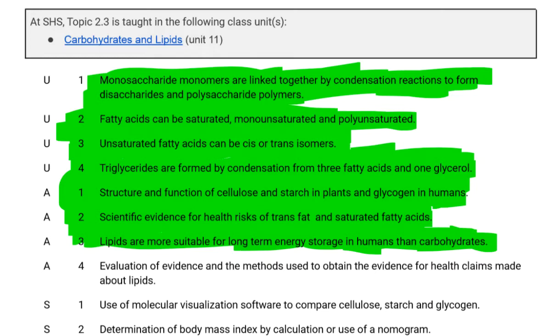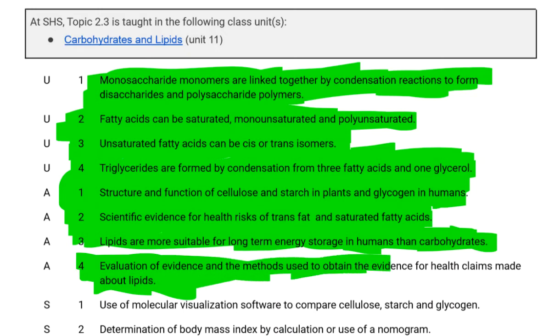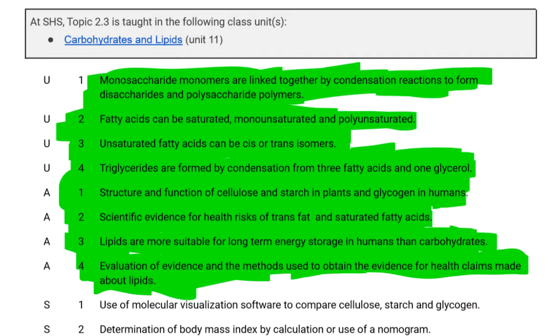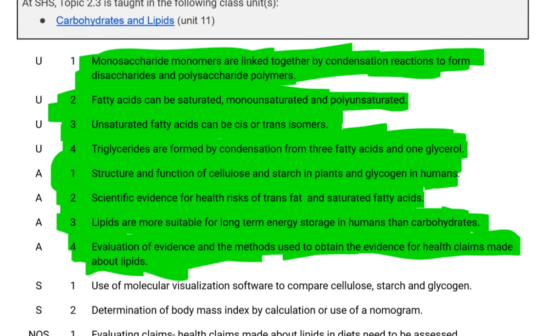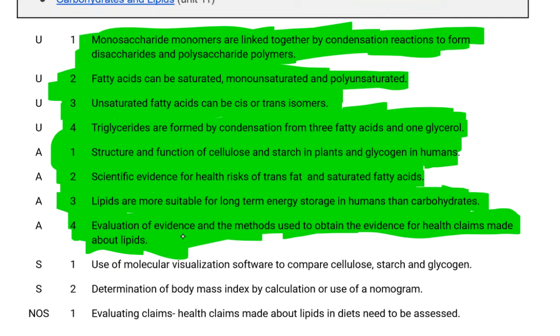Evaluation of evidence and methods used to obtain evidence for health claims made about lipids. So this is where you judge the validity of the claims that are made about health. So some people say trans fats are okay, some people say it's really bad, and you can argue some ways from data. So another important thing you need to remember, as I always say, correlation doesn't equal causation. That's like the one thing you'll remember for the rest of your life from these topics.